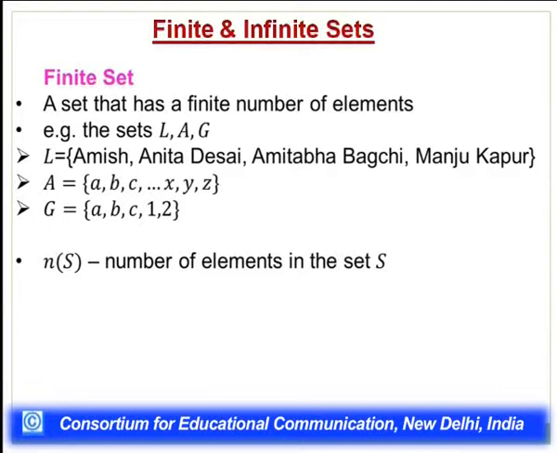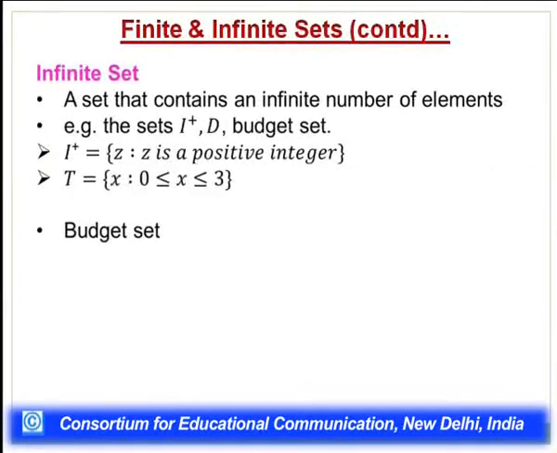So if we represent, let's introduce some notation. If you represent the number of elements in the set S by n of S, then n of L would be 4, n of A would be 26. We have 26 letters of the English alphabet, and the number of elements in G, n of G, would be 5. And in this sense, these sets are examples of finite sets.